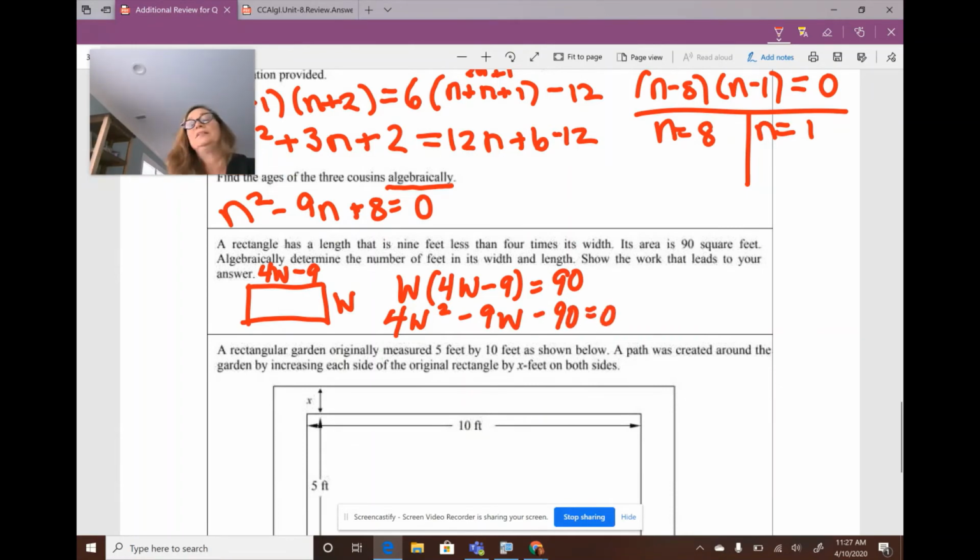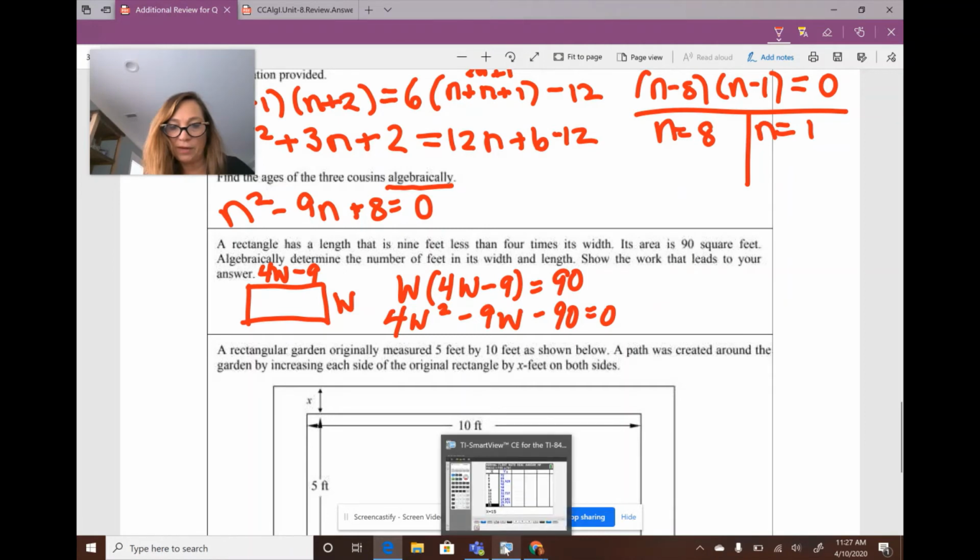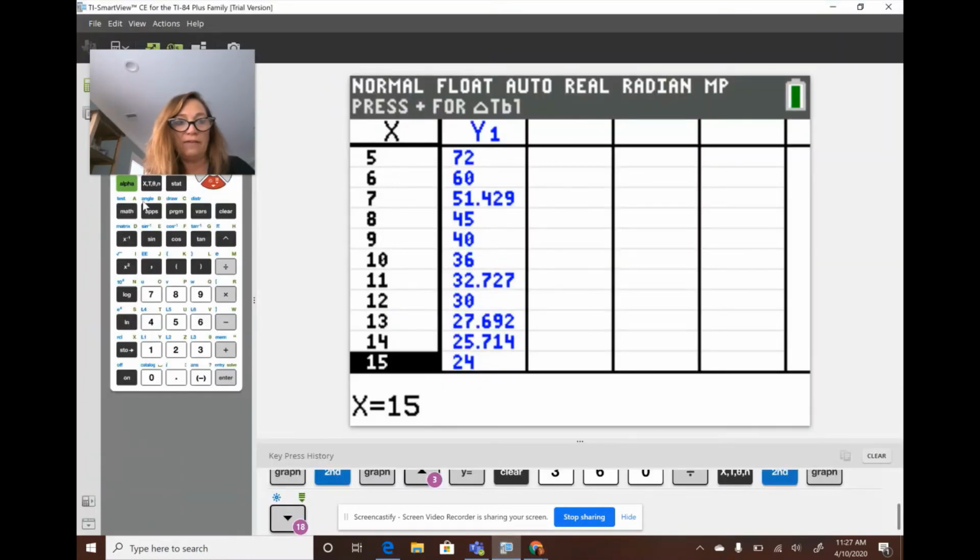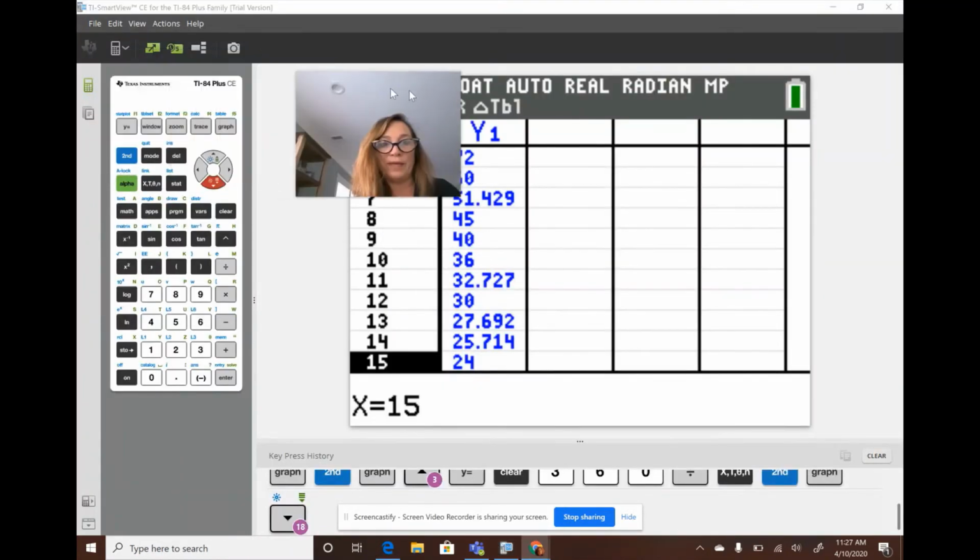Let me think. I'm going to do splitting. I haven't done splitting yet, so I'm going to do splitting. So 4 times 90 gives me 360. Factors of 360. I'm going to use the calculator. Remember this from a while ago. It's if you go to, gotta move me.